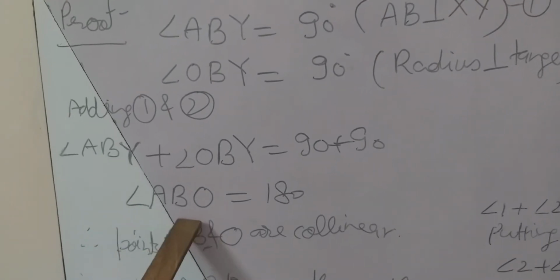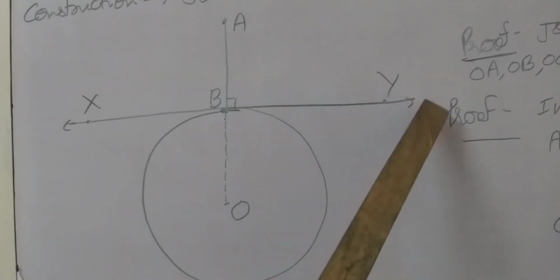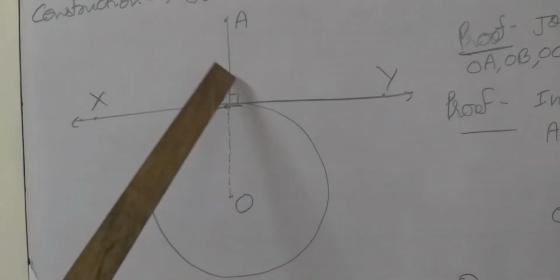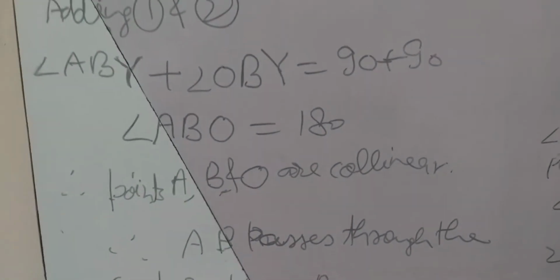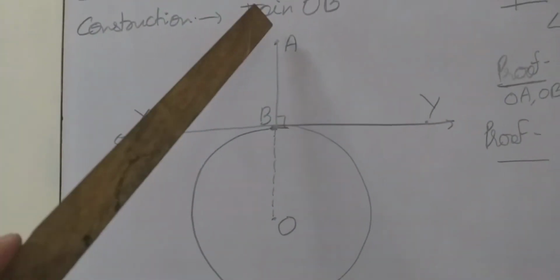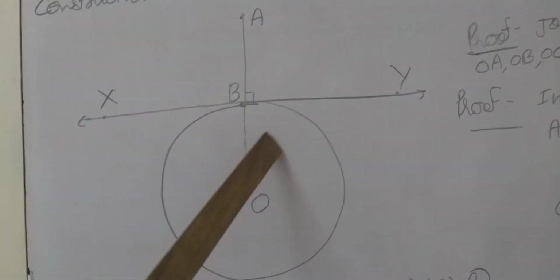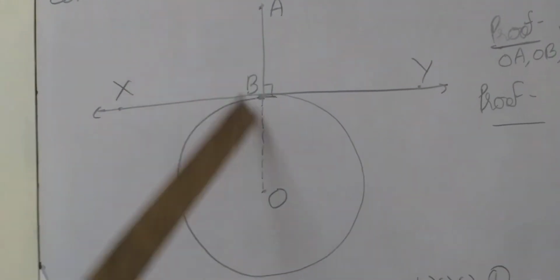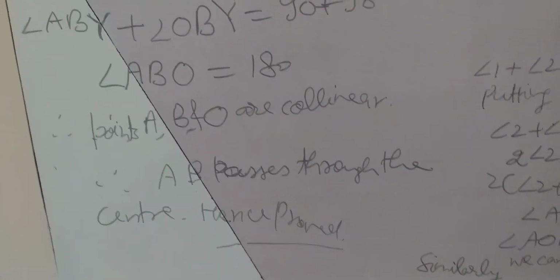So angle ABY and angle OBY both join together, they form angle ABO, this whole angle. So angle ABO equals 180 degrees. Now we have proved angle ABO equals 180 degrees. It means A, B, O are collinear, they are in a straight line. So we can write AB passes through the center.